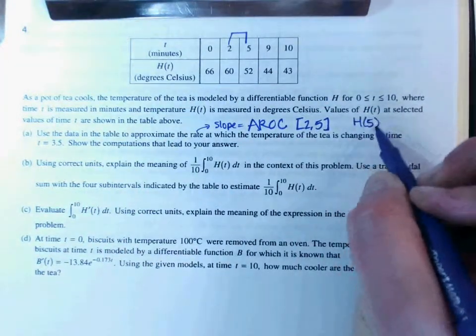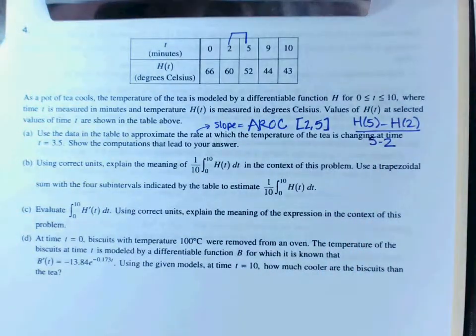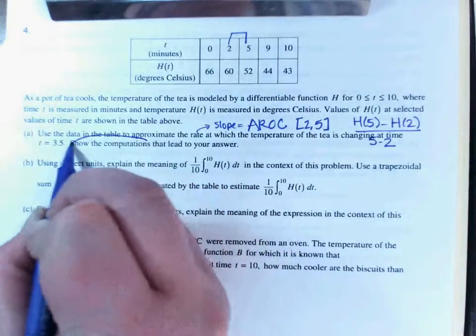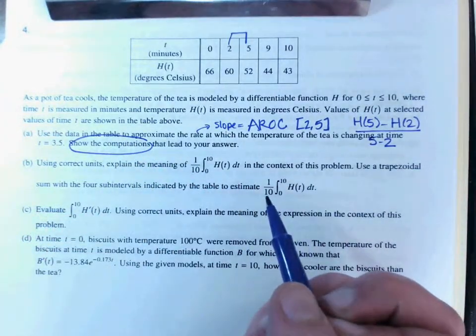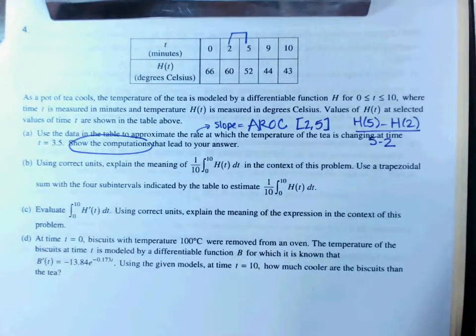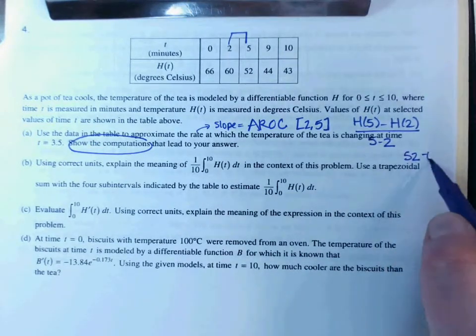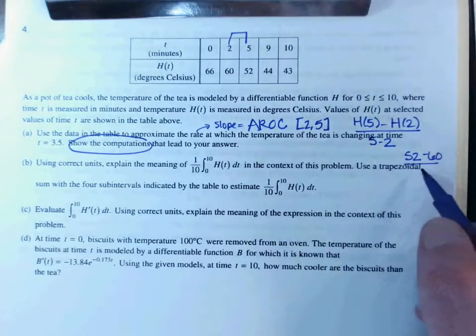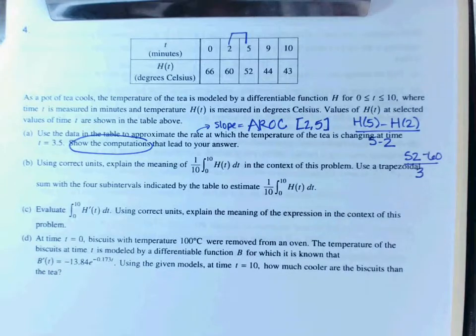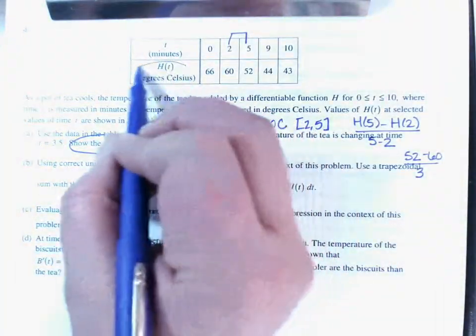So I do the h of 5 minus the h of 2 over 5 minus 2. Now, notice here when it says show the computations, if you don't put those, you won't get credit on the AP test. So you want to make sure you're showing that slope formula. Okay, then our h of 5, it says, is 52. Our h of 2 is 60. And then 5 minus 2 on the bottom is 3. Now, a lot of times they'll also say to indicate units of measure. So what would my units be on the top if this is how hot the tea is?